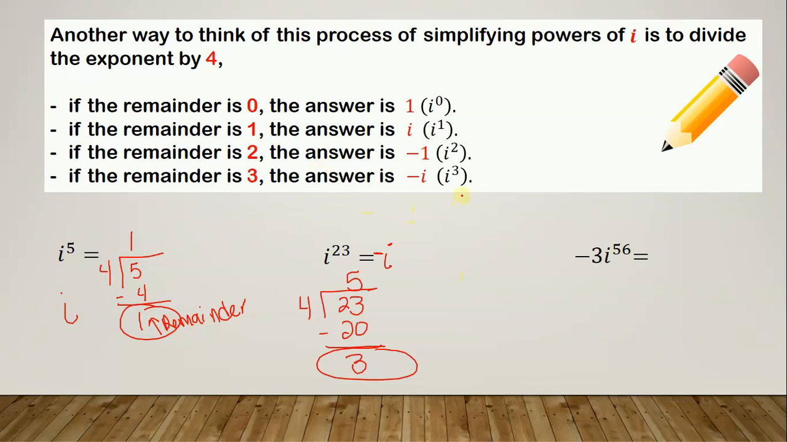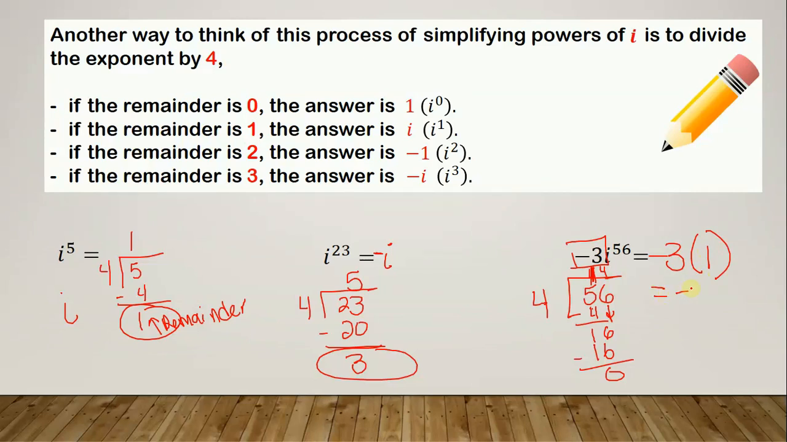And then I got -3I to the 56th. Let's just wait with this -3 here. Let's figure out I to the 56. So we're going to take 56, divide that by 4. 4 goes into 5 once. Take the 16, drop it down. 4 times 4, that's 16. Notice, guys, no remainders, aka there are no I's left after I divide by my 4 a bunch of times. So that means I'm going to have 1 for my answer. So -3 times 1, which is good old -3.